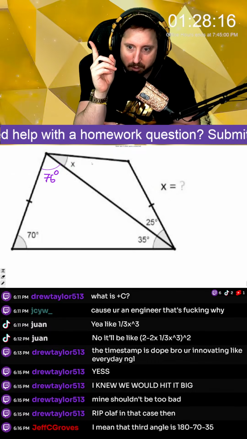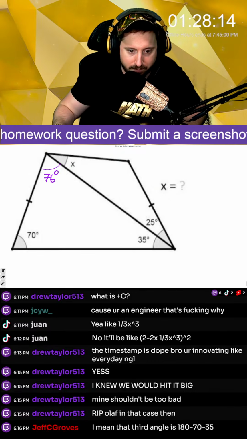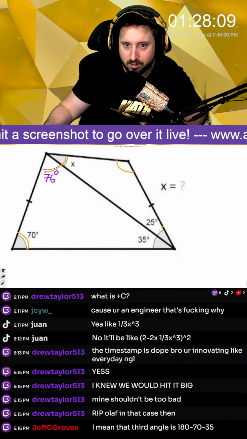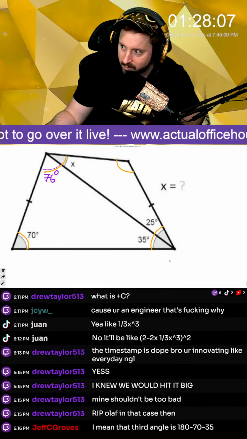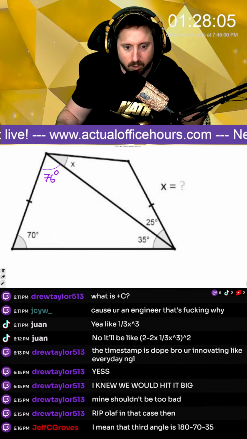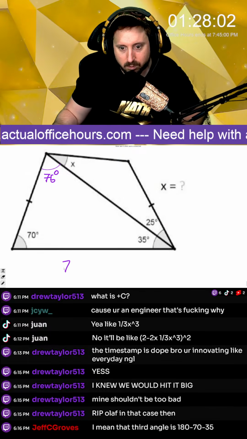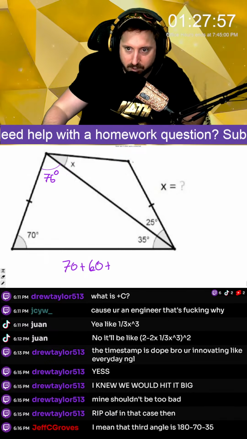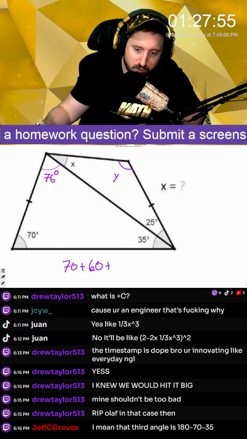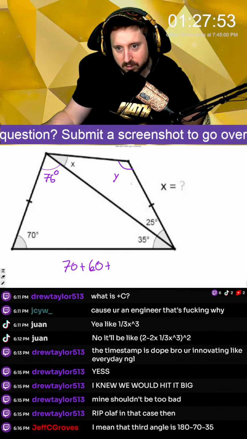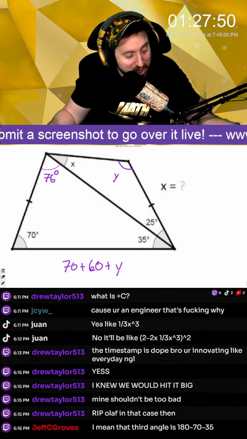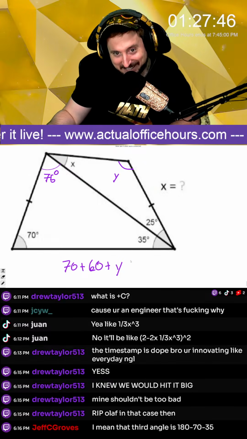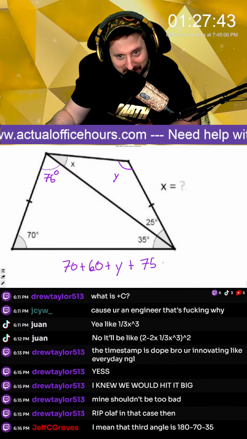I know the other property is that all of these angles have to add up to 360, because it's a quad. So 70 plus 60. I'm going to call this angle Y. I don't know what this angle is. We're just going to get systems of equations. I think you might have to draw an auxiliary line. I'm not drawing a line. I think you might have to do it. I don't think I need to.